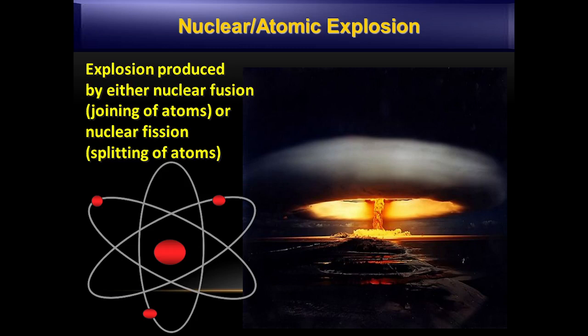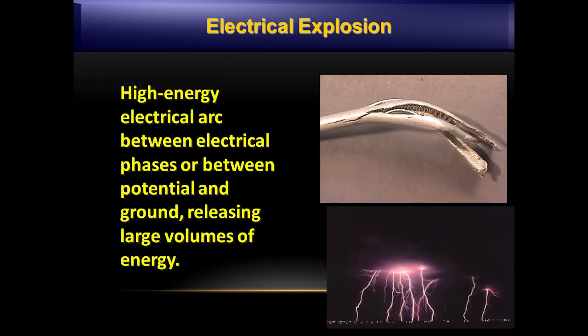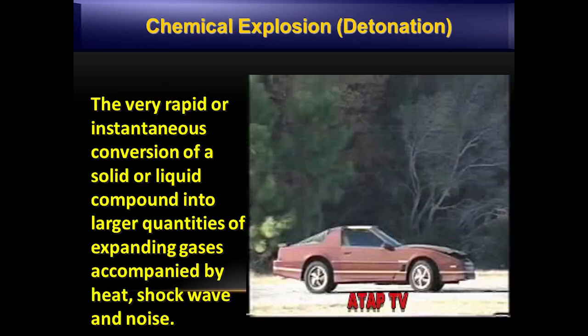We also have here nuclear or atomic explosion. The explosion produced by either nuclear fusion, the joining of atoms, or nuclear fission, the splitting of atoms. And we also have here electrical explosion. Oh, I forgot to mention the best example for electrical explosion is your thunder. So a high energy electrical arc between electrical phases or between potential and ground, releasing large volumes of energy. And so, electrical explosions.